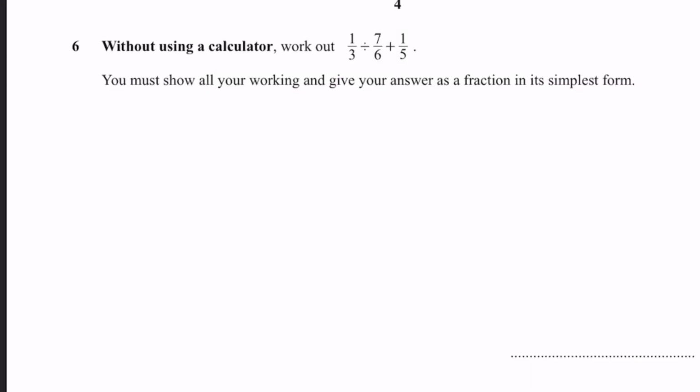Let's go to question number 6. Without using a calculator, work out 1 by 3 divided by 7 by 6 plus 1 by 5. You must show all your working and give your answer as a fraction in simplest form.